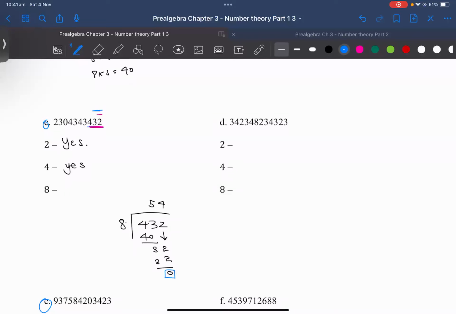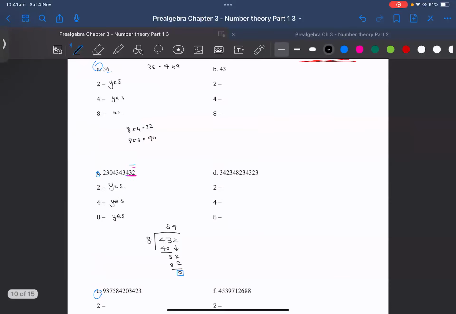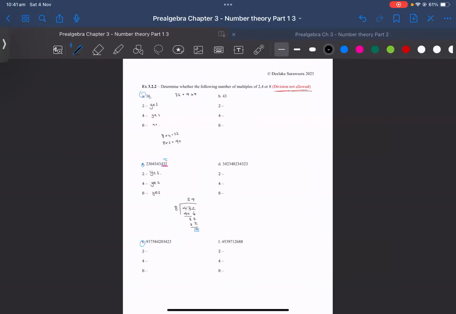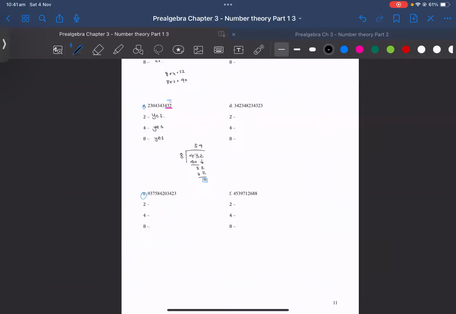The important thing: that means 432 is divisible by 8. That means the last 3 digits are divisible by 8, which means the whole thing is also divisible by 8. So it's yes again. Any questions with part A and C? No? All right. The last number.